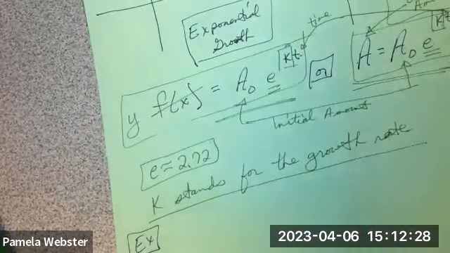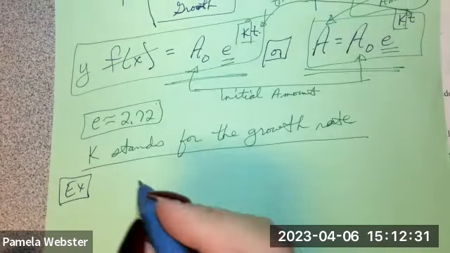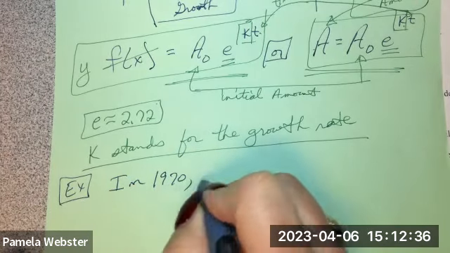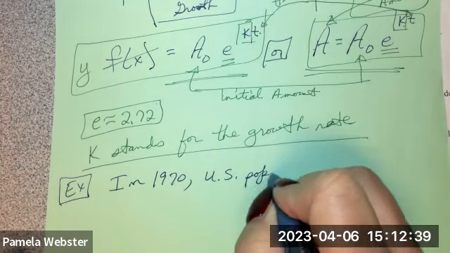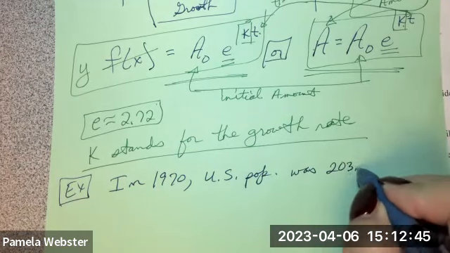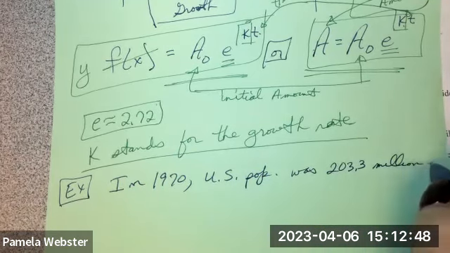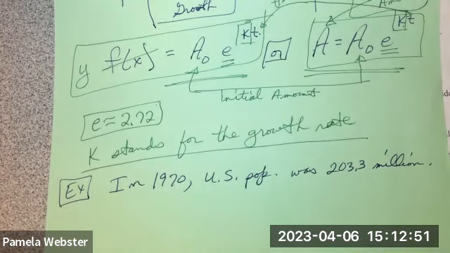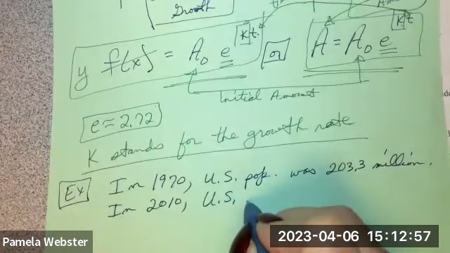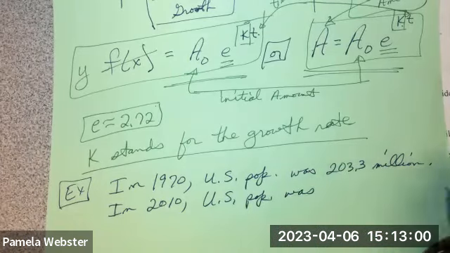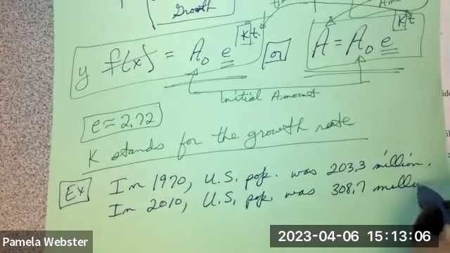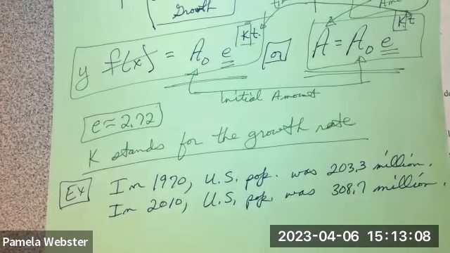We don't really care about that because in the problem, it says, in 1970, the U.S. population was 203.3 million. Okay, that's a lot of people. But in 2010, the U.S. population was 308.7 million. Okay. So really quickly, is this growing or is it decaying?